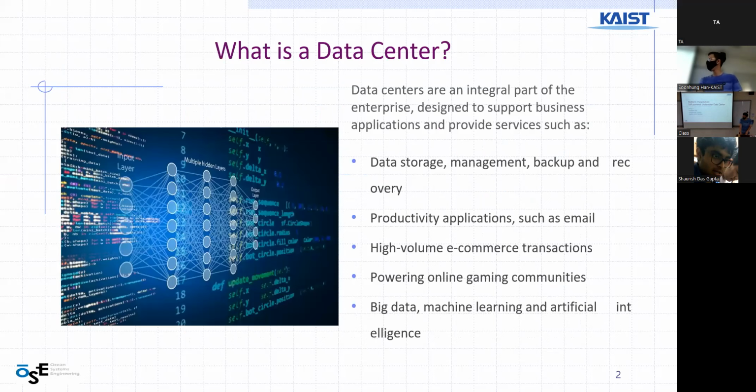To recap, what is a data center? It's basically a storage of data and management, backup, and recovery, and other things related to data. It's also mainly the place where the data is stored.